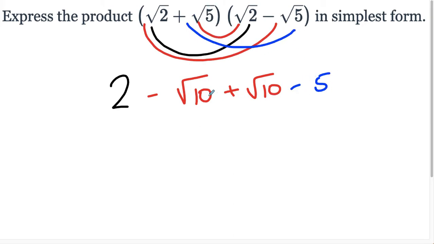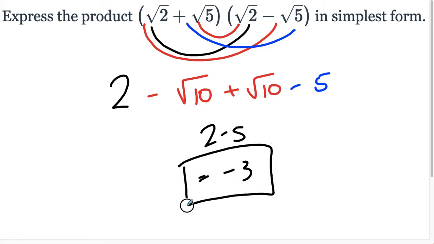Okay, these two will cancel each other out because this is a negative 1 plus a 1, which makes it a 0. So you don't have to write 0 radical 10, right? You just have to identify that this is 2 minus 5, which is equal to negative 3. Okay? All right, so that's the basis of multiplication.